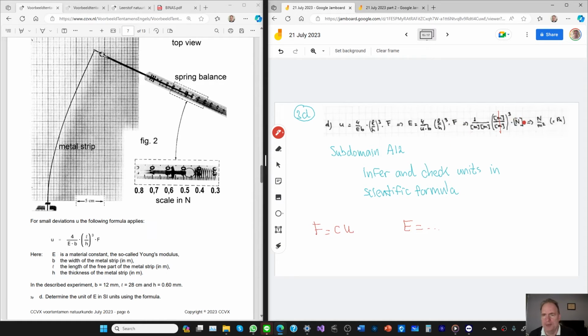And so you have newtons here from the force, and you have meters from the deviation, and also meters from the width of the metal. So you get newton divided by meter squared. So that unit is actually pascal.